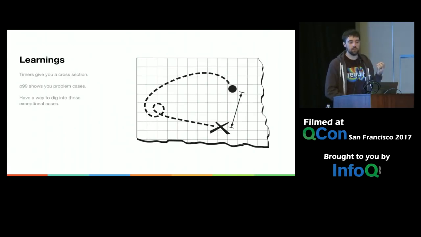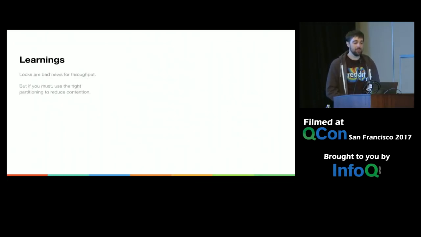Interesting stuff here is that you really need to have timers in your code, nice granular timers, but they also just give you a cross-section. You get a lot of info from your P99s, and tracing or some way of getting info out of those P99 cases is really important as well for figuring out what's going on in the weird cases. There's also kind of obvious, but locks are really bad news for throughput. If you have to use them, then you should probably be partitioning on the right thing.